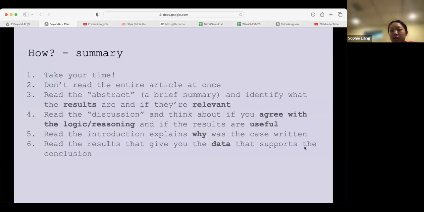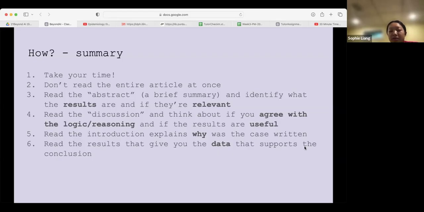Okay, so here's a summary of how one should read a scientific article. One, take your time. Don't rush through it. It can take a long time. Two, don't read the entire article at once. Start with the abstract, look at the different sections, and then only read the parts that are important to you.